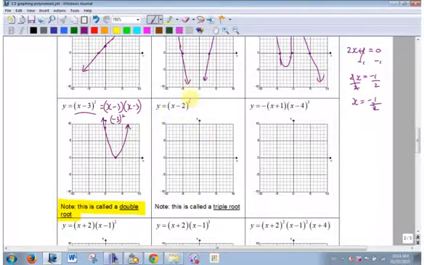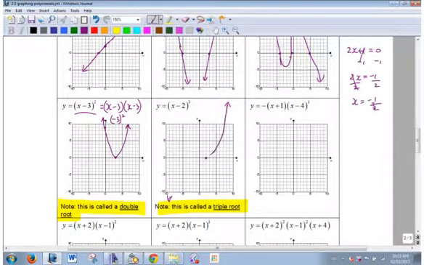Very similar, only power of 3. Odd function, positive. What quadrants does it go up and down in? Who's got it memorized? Up in this one, down in that one. Where's my 0? At 2. And I have 3 of them. That's x minus 2 times x minus 2 times x minus 2.